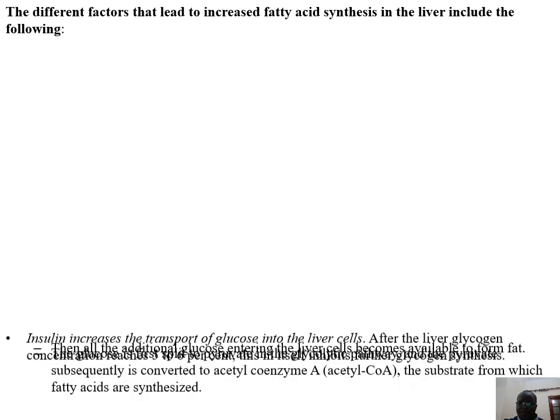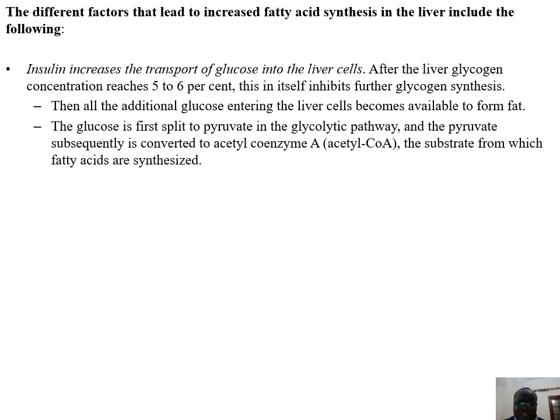The different factors that lead to increased fatty acid synthesis in the liver will include the following. Insulin increases the transport of glucose into the liver cells. After the liver glycogen concentration reaches 5 to 6%, this in itself inhibits further glycogen synthesis. Then all the additional glucose entering the liver cells becomes available to form fat.